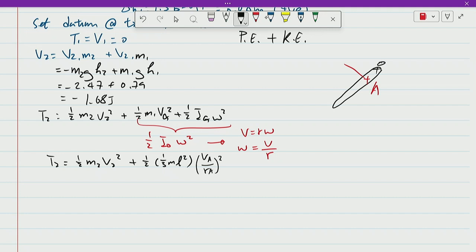So very important, when you use V is equal to R omega, you have to make sure that when you're trying to find VA, you have to keep the R as A as well. If you're trying to find VB, then it has to be divided by RB. It wouldn't work if you mix up the subscript or the length. Questions so far? So it looks like we're stuck because we don't know V2, we don't know VA.